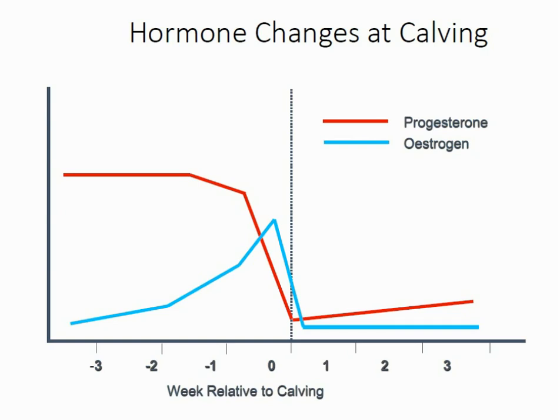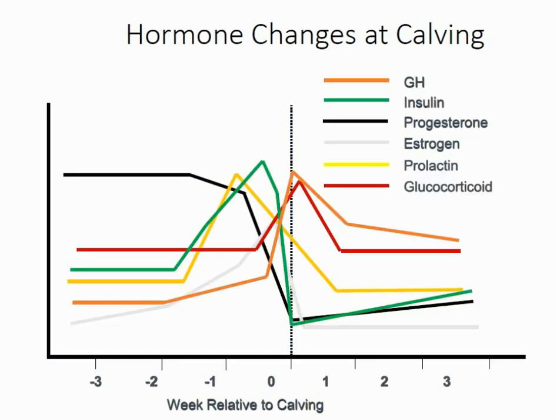The hormone changes at calving, these are the classic fertility hormones, progesterone and estrogen. You can see that those change, but there are a whole stack of other hormonal changes that occur at the same time, and these are what is thought to unscramble the cow's ability to almost think and eat and perform as she should. This is what's actually causing a lot of difficulties for the cow around calving.